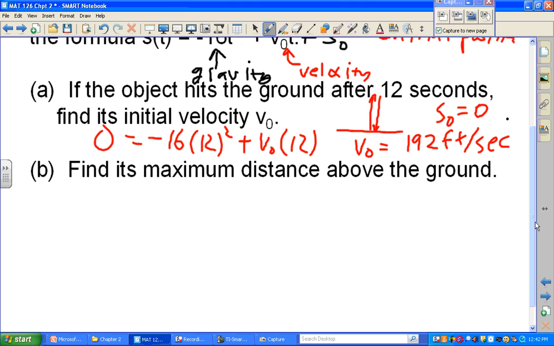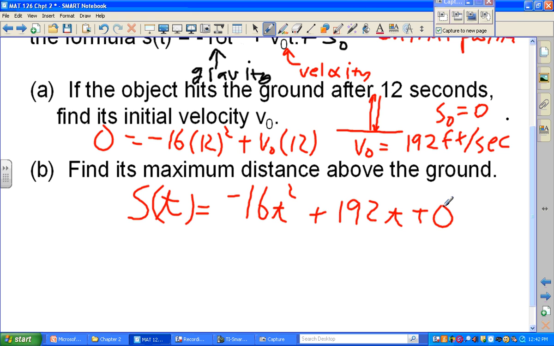How do you find the maximum distance? And I do this a lot. I'll time something, I'll figure out how high it is up in the air, just for fun. How do you find that out? How do you find out the maximum distance? We do. S of t equals negative 16t squared plus 192t plus 0 because it's starting on the ground. Now you have a quadratic. Is a positive or negative? a is negative, so it's going to open down, so we do have a maximum occurring.